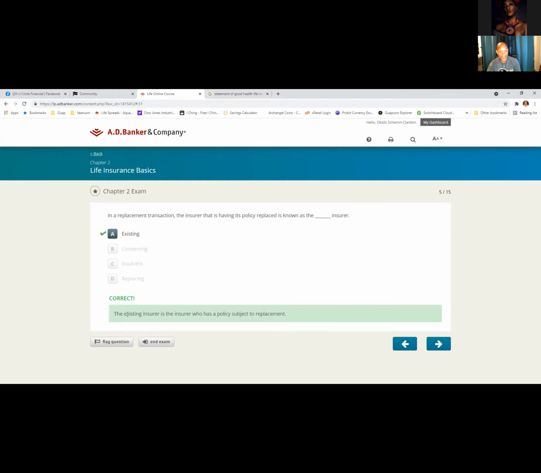Right. The existing. See, I got tripped up by the wording. I thought it was saying it was not being replaced. It is the existing one. So the existing insurer is the insurer who has the policy subject to replacement.